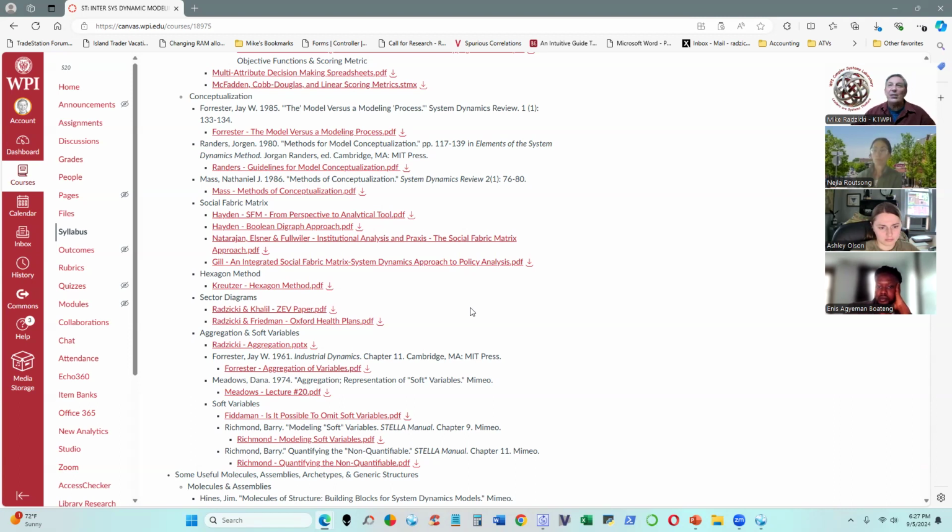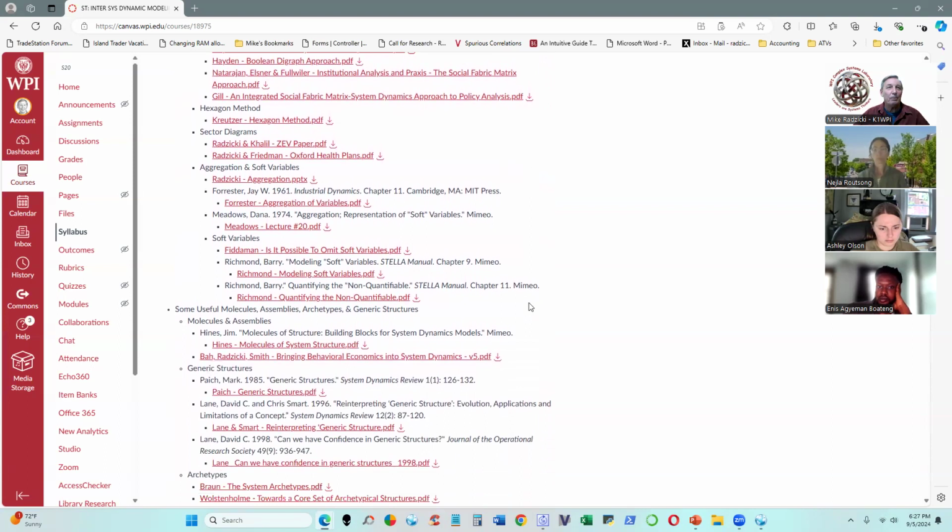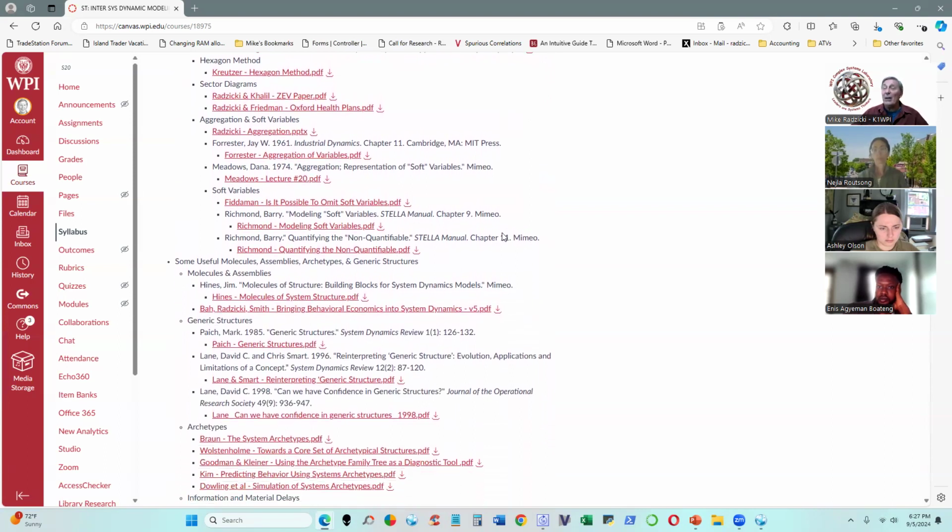But all right, so that's a diatribe on conceptualization. We talked a little bit about doing it on our own with the social fabric matrix or maybe hexagon method with some people, but there's this whole other group model building thing that is beyond the scope of the course. We talked a little bit about aggregation and getting that just right. And as you're going to see in a little bit when we talk about delays and things, this aggregation concept is going to raise its head again and again and again.